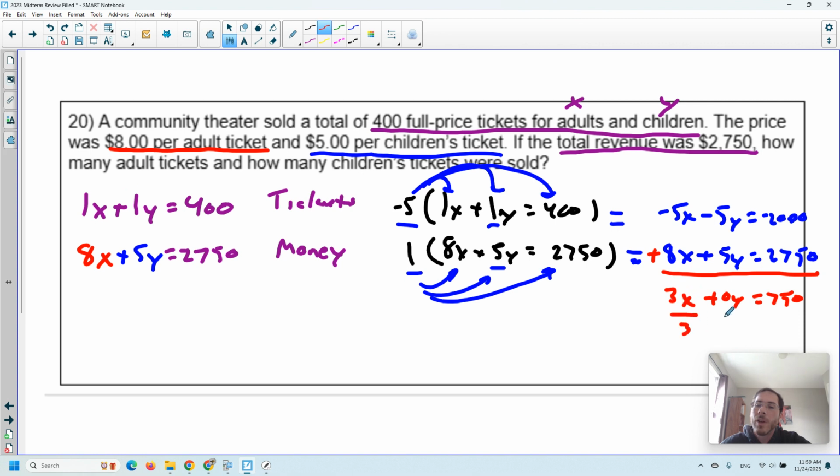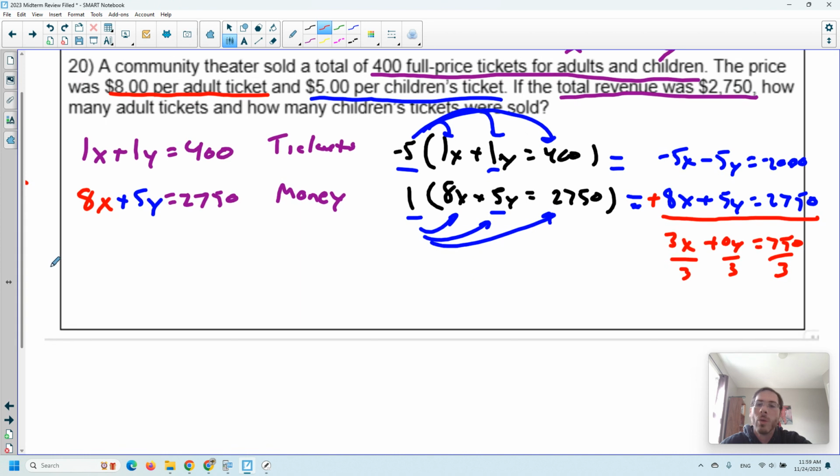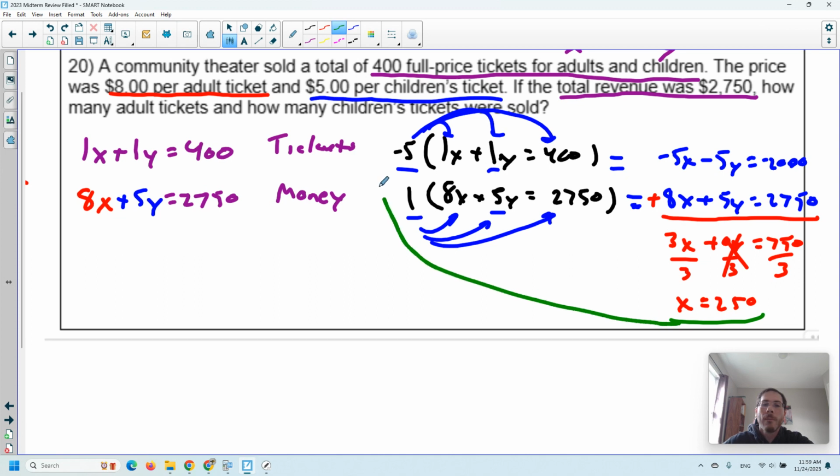To get x by itself, I'll divide everything by 3. You can tell that the middle term is just going to go away because it's 0. So x equals 250. So I know what x is. I know x is 250. So I'm going to take my 250, and again, I can plug it into either one. If I'm looking at my two equations, this one looks a lot easier to solve because there's only one y here. So 1 times 250 plus 1y equals 400.